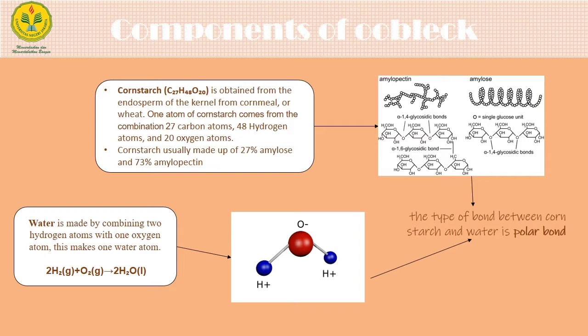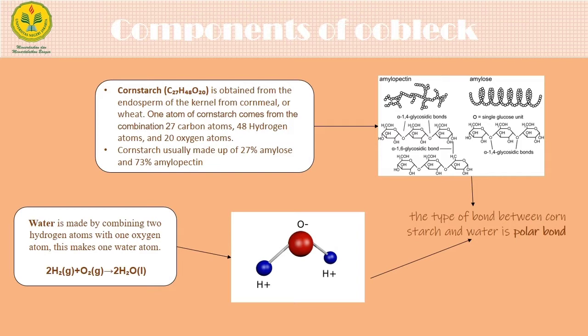And on the right side is the chemical structure of amylopectin and amylose. And next is water. Water is made by combining 2 hydrogen atoms with 1 oxygen atom. And on the right side is the molecular structure of water.